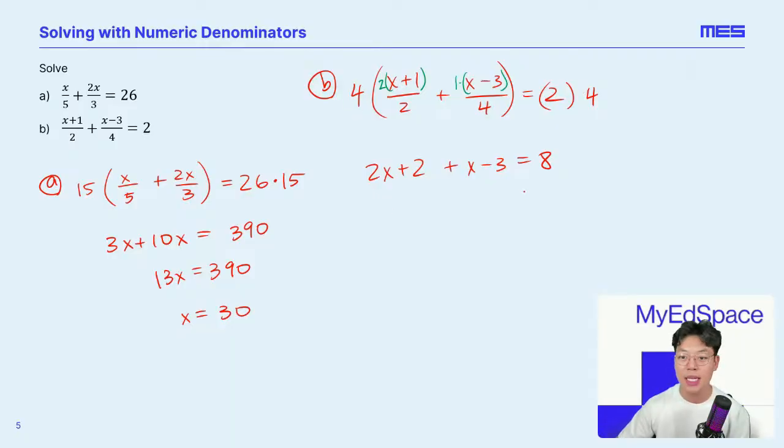Great question. Looks like you got to the answer. 3x is equal to 9. 2 minus 3 is negative 1. Bring that negative 1 to the other side, becomes a positive 1. 8 plus 1 is 9. X is equal to 3.